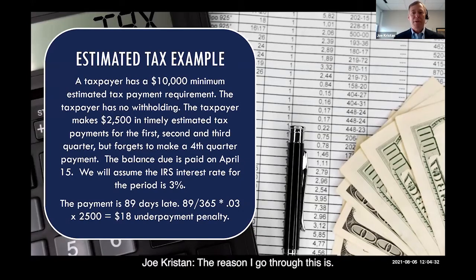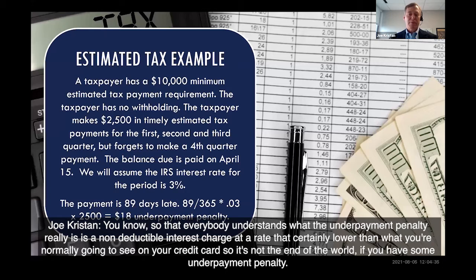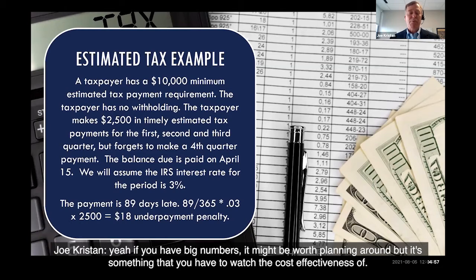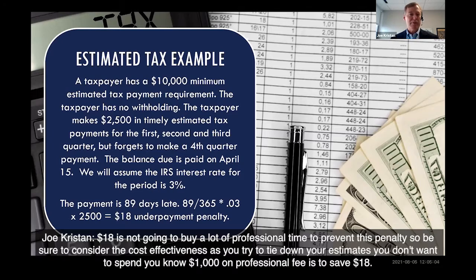Now, the reason I go through this is so that everybody understands that the underpayment penalty really is a non-deductible interest charge at a rate that's certainly lower than what you're normally going to see on your credit card. So it's not the end of the world if you have some underpayment penalty. Yeah, if you have big numbers, it might be worth planning around, but you have to watch the cost effectiveness of it. $18 is not going to buy a lot of professional time to prevent this penalty. So be sure to consider the cost effectiveness as you try to tie down your estimates. You don't want to spend $1,000 on professional fees to save $18.